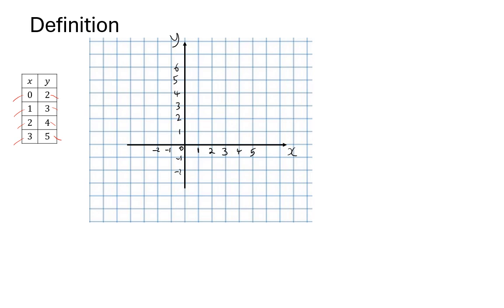If you look at x equal to 0, y is 2. So here x is 0 and y is 2, so we have a point here. Then look at the next one. At x equal to 1, y is 3. Here at x equal to 2, y is 4. At x equal to 3, y is 5, and so on.